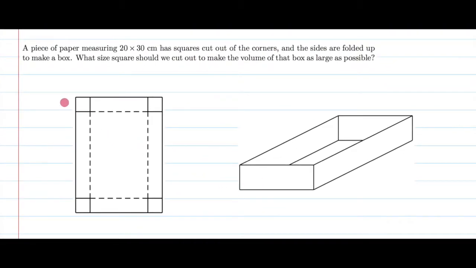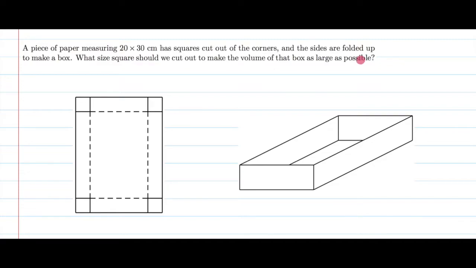A piece of paper measures 20 by 30 centimeters, has squares cut out of the corners, and the sides are folded up to make a box. What size square should we cut out to make the volume of that box as large as possible? So on the face of it, this is quite an intimidating question, but let's just take it slow and first visualize what we're given.